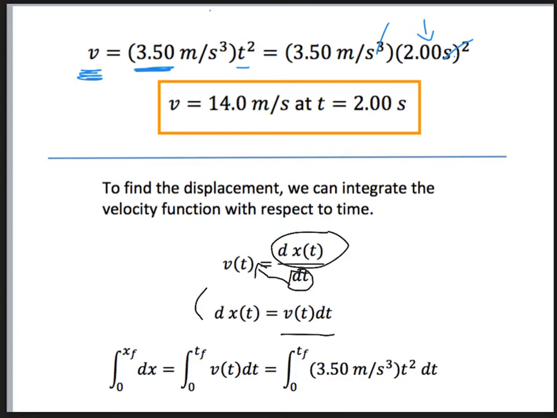And then I can simply integrate both sides. So that's what I have down here at the bottom, and I've plugged in my limits. My dx integral is going from some initial position 0 to some final position x sub f. My time integral is going from 0 to some tf. And so what is my v of t? Well, that's just what I found up here. This is my velocity as a function of time, and it is 3.5 meters per second cubed times t squared. So that's what I've plugged in for v. And now I just have to do these integrals.